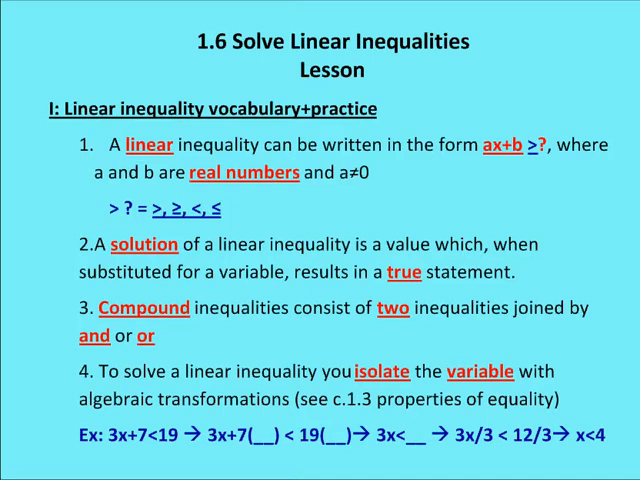So here's my example, 3x plus 7 is less than 19. We're going to subtract 7 from both sides, like we would in a regular algebraic equation where we're solving for x. Now I have 3x is less than 12. I'm going to divide both sides by 3: 3x divided by 3, 12 divided by 3. Now I see that x is less than 4, and that is my solution.